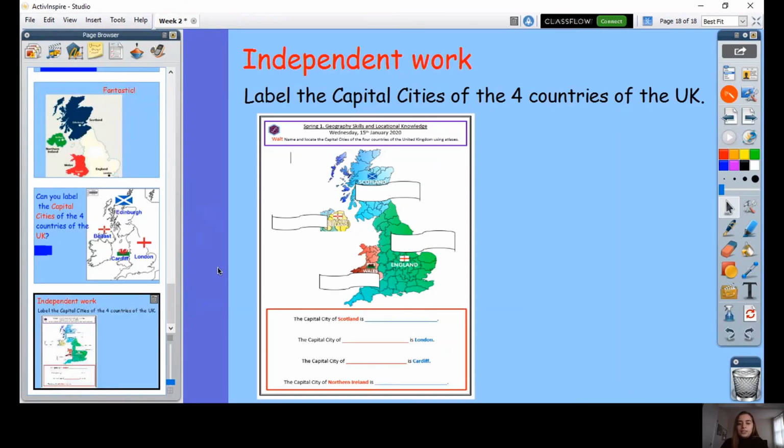Your independent task today is to label the capital cities of the 4 countries of the UK. So you have a map of the UK, you have Scotland, England, Wales and Northern Ireland, and in the flag you need to write the capital city, and below you need to fill in the gap of the sentence. So you need to write what are the capital cities of each of those countries, and if you're finished that, we have 2 games for you to play where you have to label the capital cities, and an extra challenge game where you have to label the capital cities and the countries.